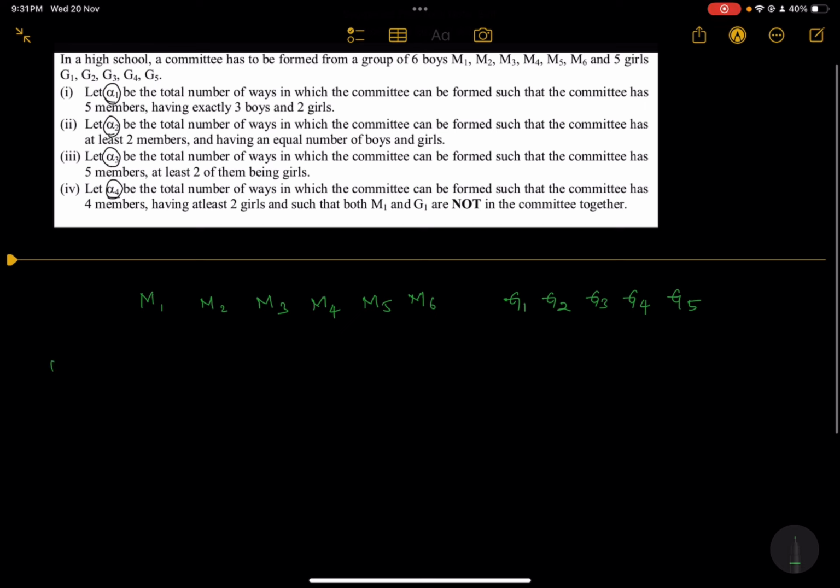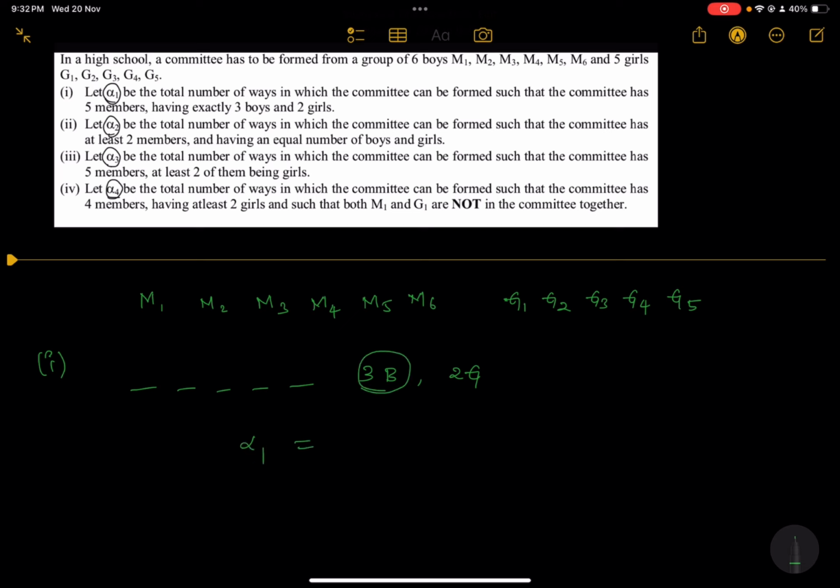So the first question is, let alpha 1 be the total number of ways in which the committee can be formed such that the committee has 5 members. So the committee should have 5 members having exactly 3 boys and 2 girls. So what will be alpha 1?